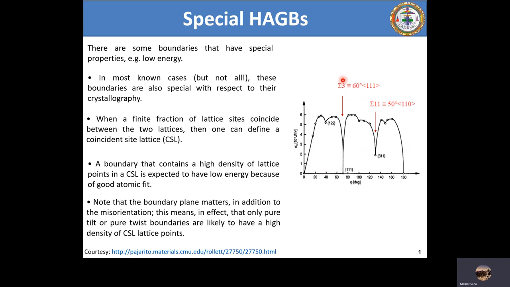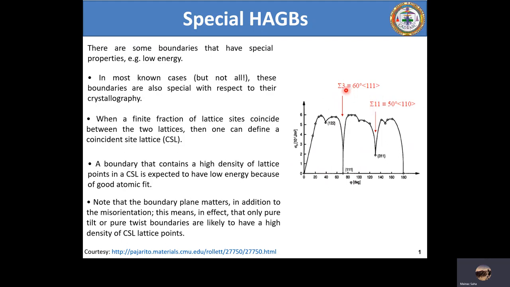is expected to have a perfect coincidence with each other. But if you are looking at sigma 11, it means that every 11th lattice plane between the two adjoining grains will coincide with each other. So the number of coincident lattice sites for a fixed volume is much greater in sigma 3, because every third lattice plane is coinciding between the two grains, as compared to sigma 11, where only every 11th lattice plane between the two grains is coinciding.